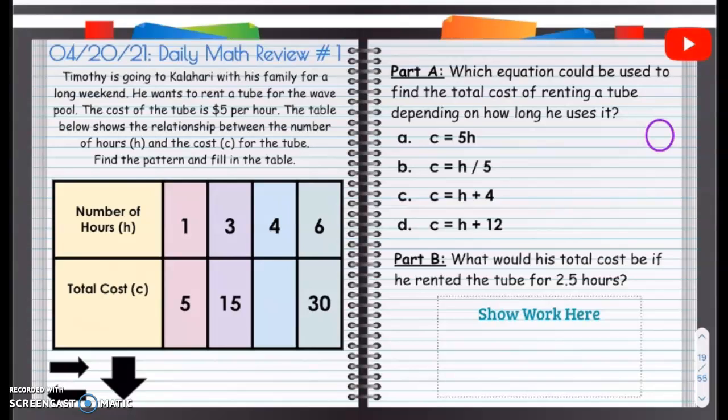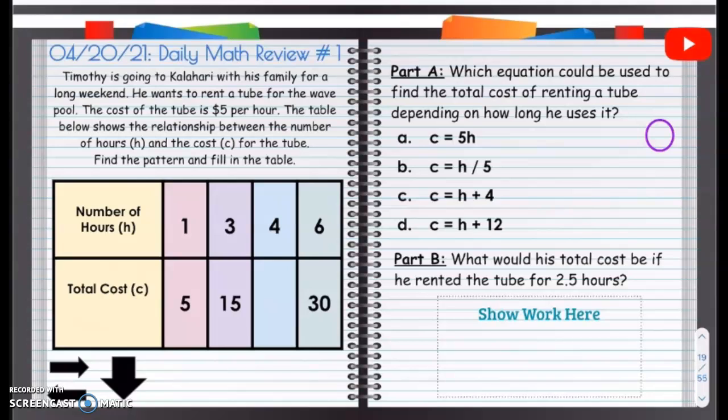Alright, we're going to do DMR 1 and 2 together in the same video. So, Timothy's going to Kalahari, again with his family, for a long weekend. He wants to rent a tube for the wave pool. The cost of the tube is $5 per hour. So, the table below is going to show this relationship.